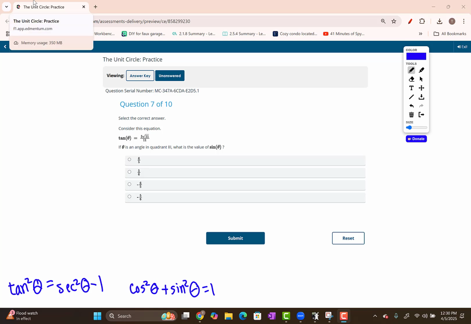Question 7, consider the equation the tangent of theta equals 5 radical 11 over 11. If theta is an angle in quadrant 3, what is the value of sine of theta?